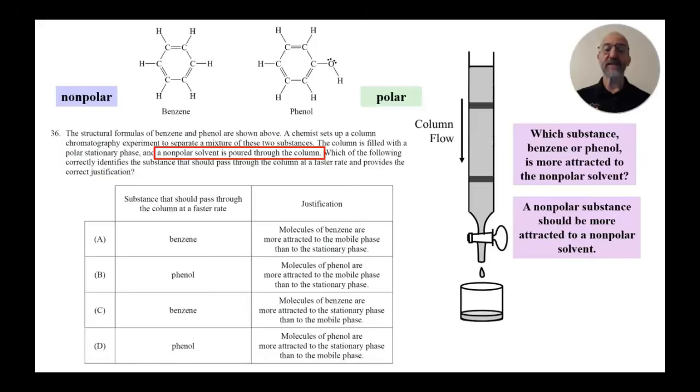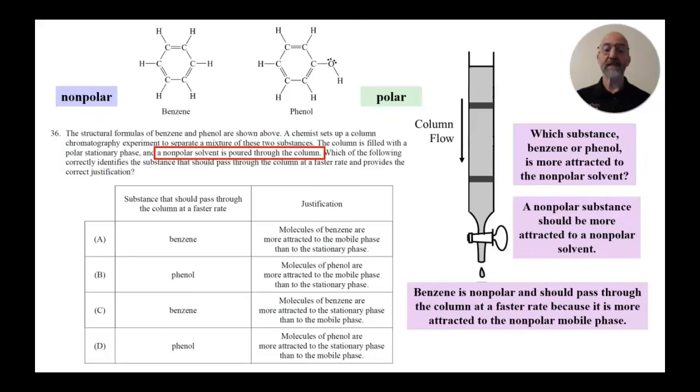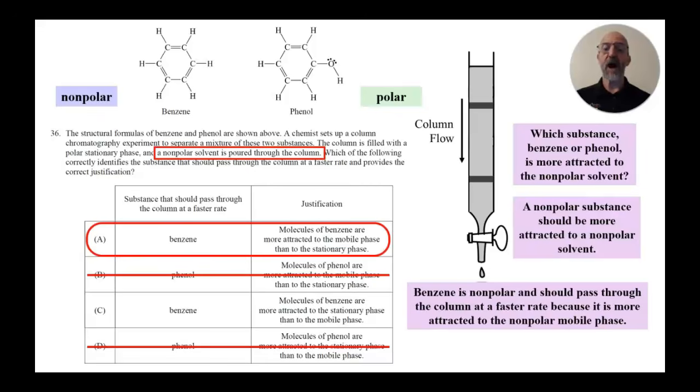Considering that a non-polar substance should be more attracted to the non-polar solvent, benzene is non-polar and should pass through the column at a faster rate because it is more attracted to the non-polar mobile phase. So we know that the correct answer to question 36 is benzene. I will go ahead and eliminate choices B and D. And the reason why benzene should pass through the column at a faster rate is because molecules of benzene are more attracted to that mobile phase, the non-polar solvent, than to the stationary phase. So again, correct answer to question 36 is choice A.